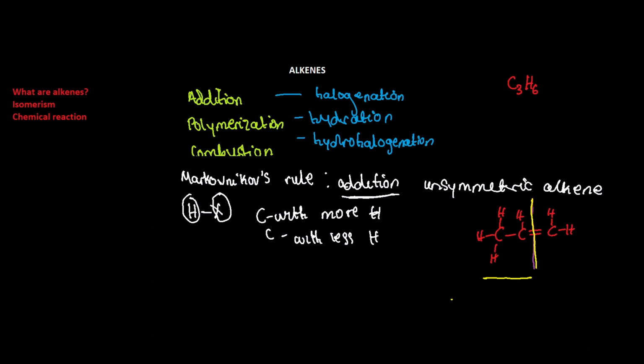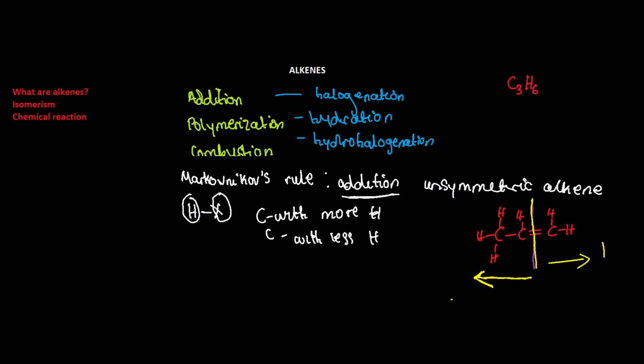Now let's take a look at the left hand side of the line. Taking a look at the left hand side, which is this direction, we have 2 carbon atoms and 4 hydrogen atoms.